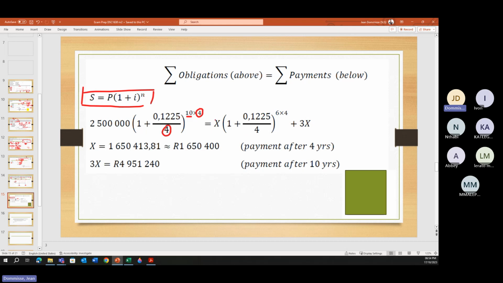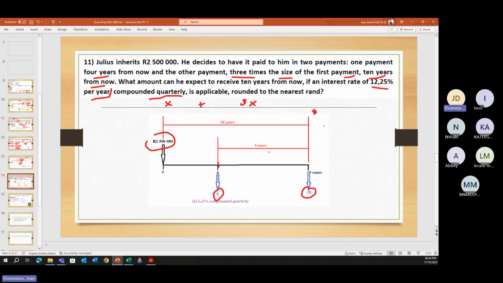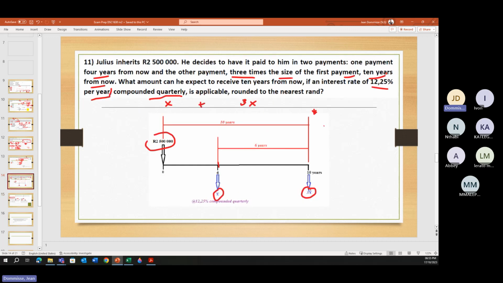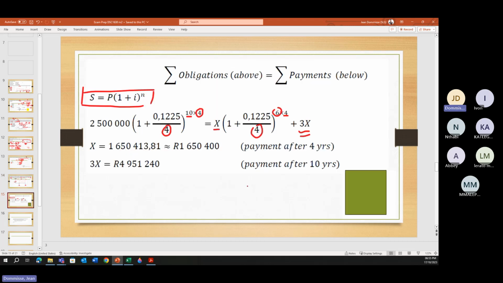And then your payments: the first one, if we look at that schedule, is 6 years from the end. So your x is, again very important, the 6 times 4, because it's quarterly. Interest needs to be divided by 4 because it's quarterly. Your last payment happens at the end. That's where you get the 3x, so there's no interest component that you're working with there.